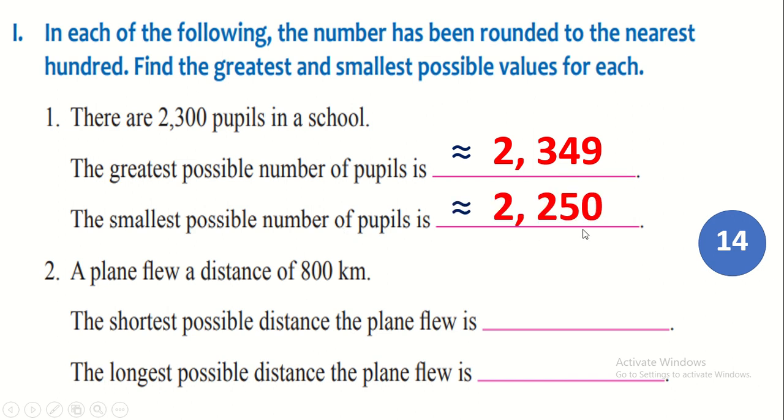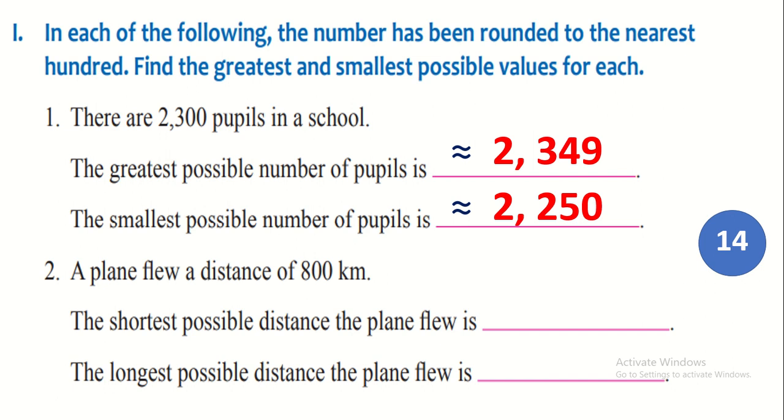The greatest number, and the smallest here is 2,250. If you round this to the nearest hundred, the same is 2,300. And the other number, 2,250, is the smallest. If you round this to the nearest hundred, it is 2,300.